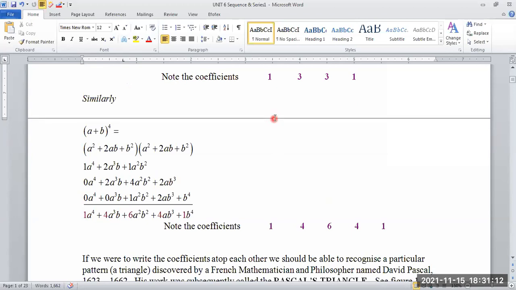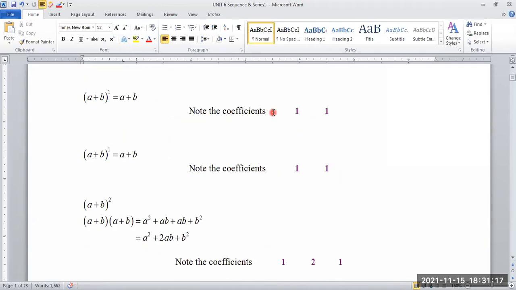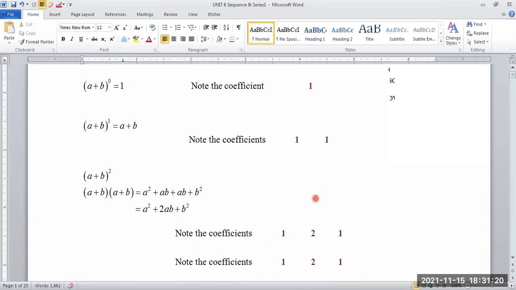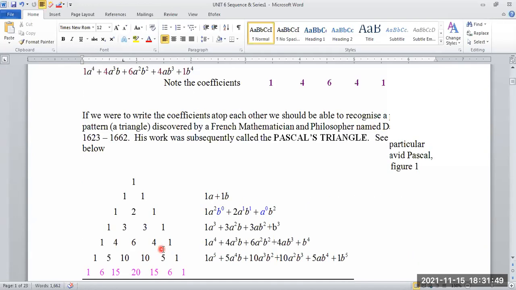Good job. So if we were to write the coefficients atop each other, you're going to write this one sitting on top of this one, that's sitting on top of this, sitting on top of this. You'll be able to recognize a particular pattern. It's really a triangle, right? This was discovered by the French mathematician and philosopher Blaise Pascal, 1623 to 1662, time of his birth, time of his death. His work was subsequently called Pascal's triangle. And I want you to see figure 1 below.